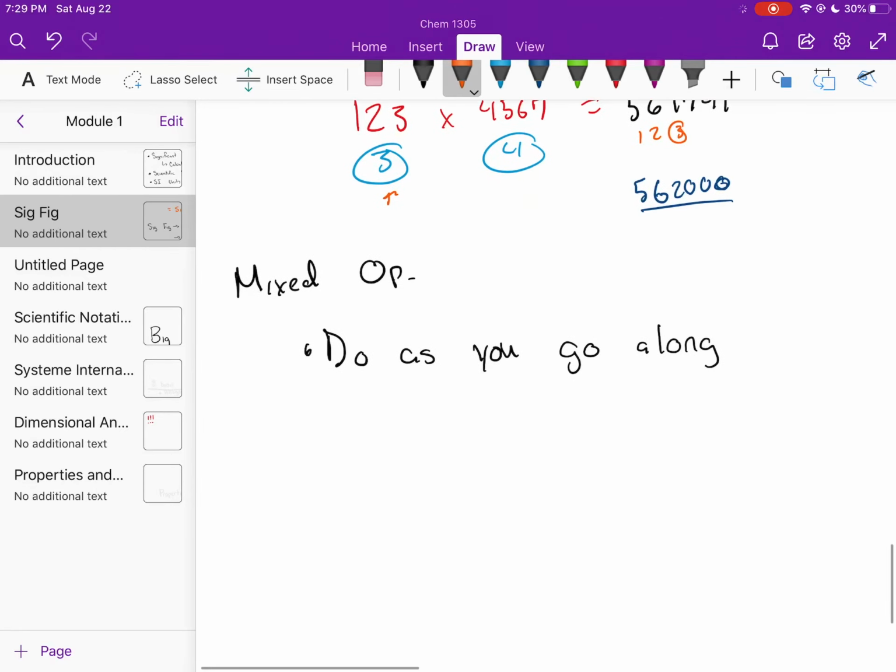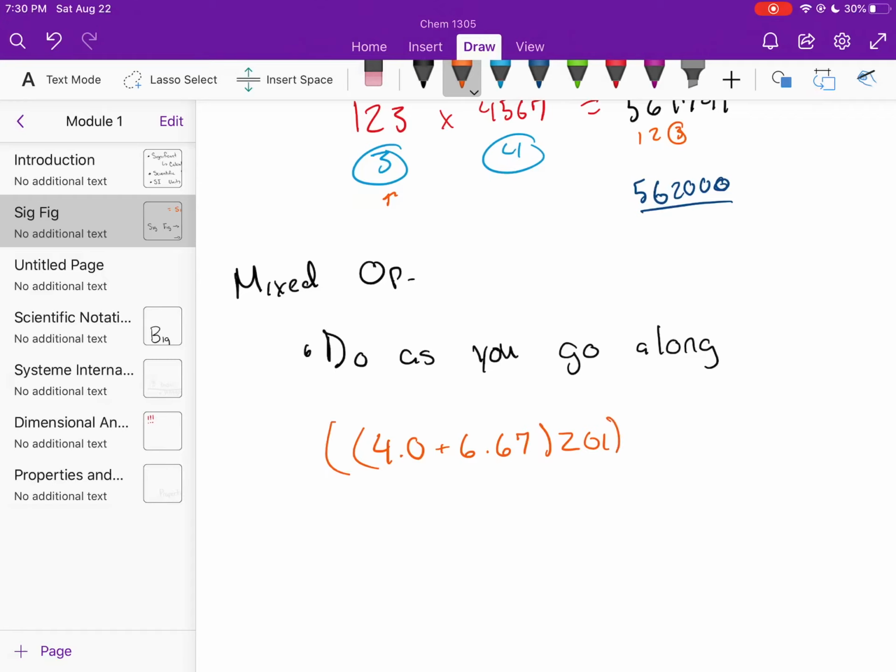So mixed operations are the last thing that we have to go over, and they're pretty easy. You just do it as you go along, right? So let's do something simple. 4.0 plus 6.67 times 2 times 201, and then you add 6.23. Alright, and so let's do this as we go along.